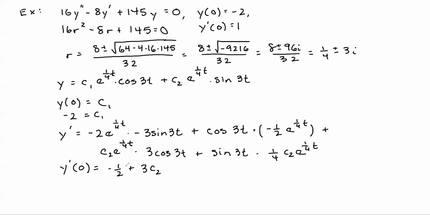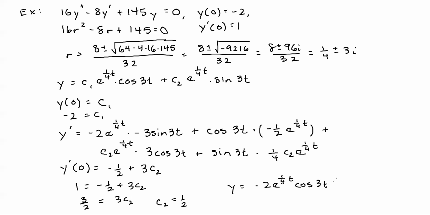And then, y prime of 0 equals 1. So we're going to get 1 equals negative 1/2 plus 3C2. And then so that's 3/2 equals 3C2. And then so C2 equals 1/2. Pop that in, and we get y equals negative 2 e to the 1/4 t cosine 3t plus 1/2 e to the 1/4 t sine 3t. All right, so there's a second example.